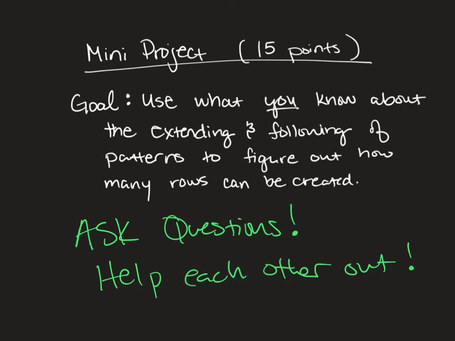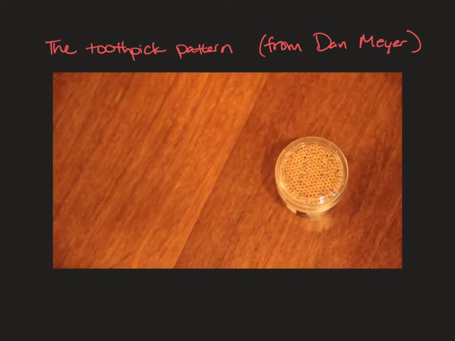For the mini project, what y'all are going to do is you're going to use what you know about extending and following patterns to figure out how many rows can be created. And during class, I encouraged people to ask questions and help each other out. If you're doing this not during class, still ask questions, and you could totally work with a partner if you want to. So what you're going to look at today is something called the toothpick pattern. Let's watch the video.